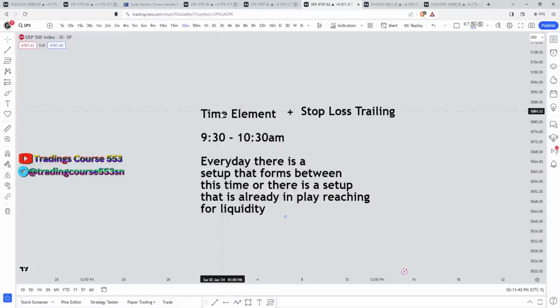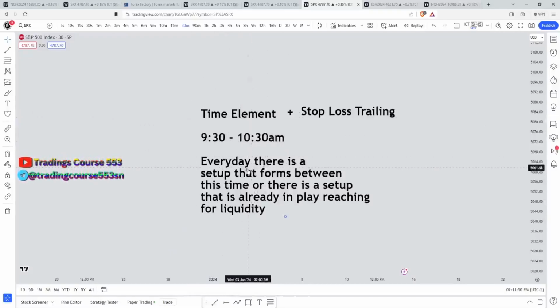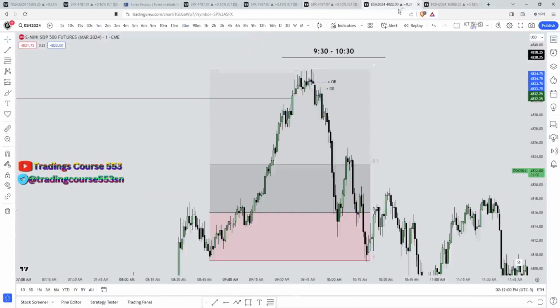Right here, I said adding the time element, 9:30 to 10:30 a.m. Every day there is a setup that forms between this time, or there is a setup that's already in play reaching for liquidity. Sometimes it doesn't always take out liquidity. Most of the time it does. So I'm going to show you guys an example of that.